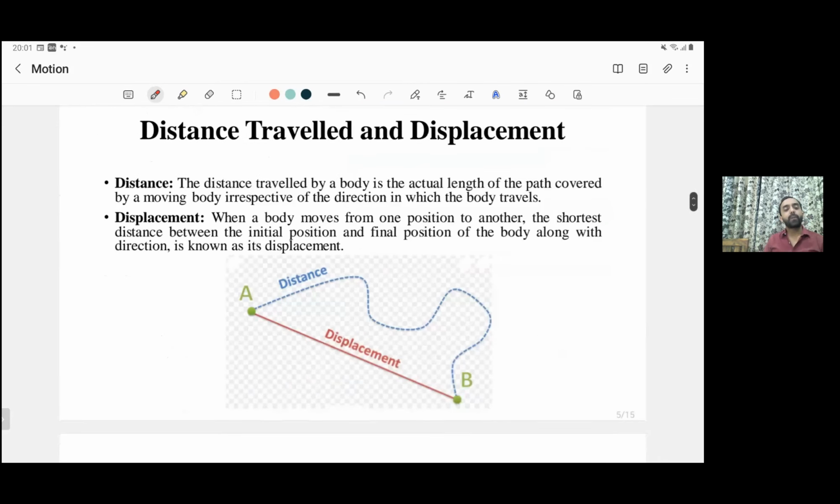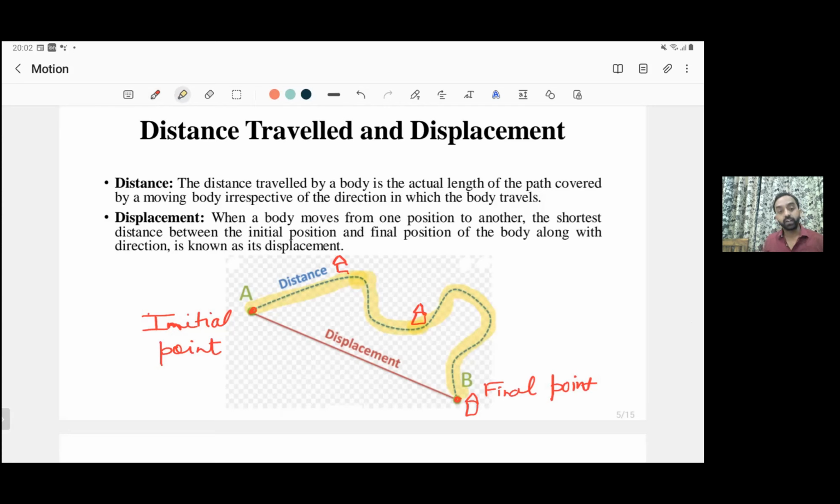Now we are going to discuss the difference between distance traveled and displacement. Here we consider two points, point A and point B. Point A, from where we have started, is our initial point, and point B, where we have finally reached, is our final point. Suppose I start at point A, go to some shop, then go to a friend's house, and then finally reach the school. This is the actual path I have followed. The distance traveled is always the actual path which you have covered.